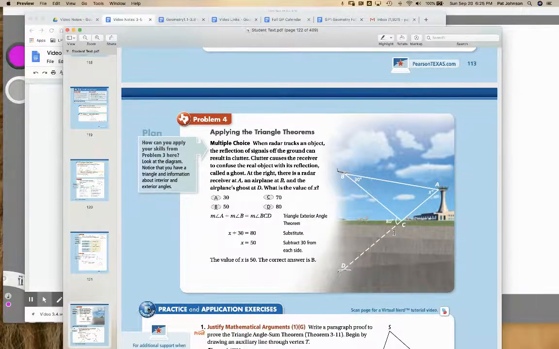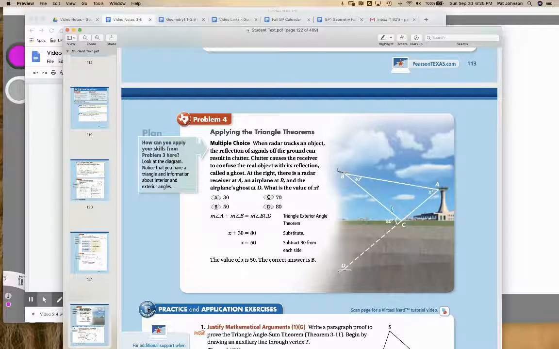Okay, let's look at the last problem. So it says applying the angle theorems. It's multiple choice. When radar tracks an object, the reflection of signals off the ground can result in clutter. Clutter causes the receiver to confuse the real object with its reflection, called a ghost. At the right, there's a radar receiver A, an airplane at B, and the airplane's ghost at D. They want us to find the value of X.